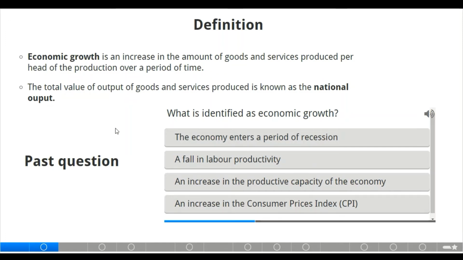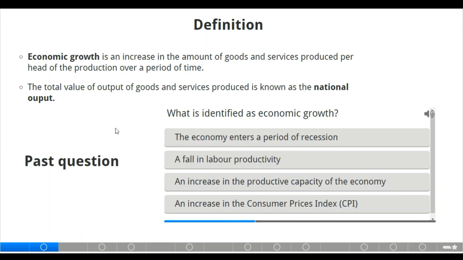Now, what do we mean by economic growth? Economic growth is an increase in the amount of goods and services produced per head of the population over a period of time, and at the same time the total value of output of goods and services produced is known as what? It's known as national output.